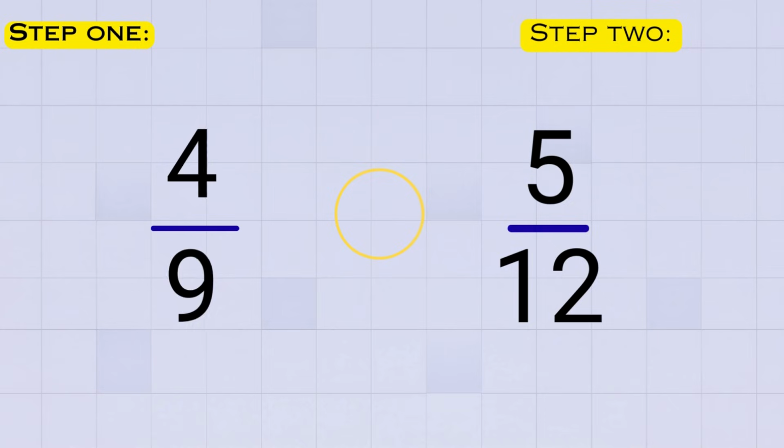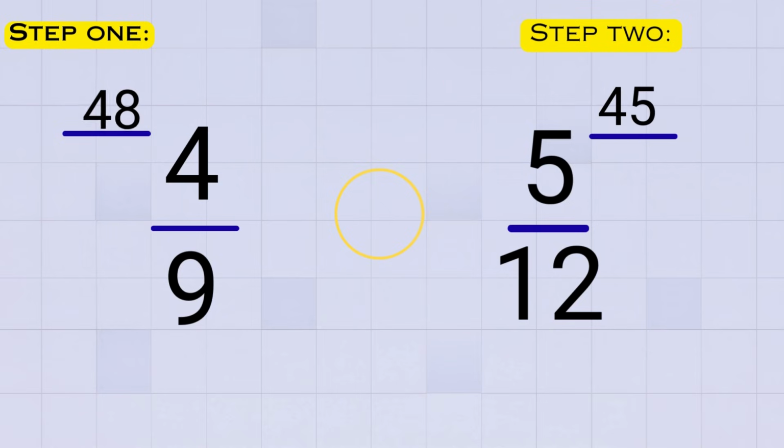Let's compare 4 over 9 and 5 over 12. As always, multiply 4 by 12, which equals 48 on this side. Our next move is to multiply 5 by 9, which equals 45 on the other side. 48 is greater than 45. Therefore, 4 over 9 is greater than 5 over 12.